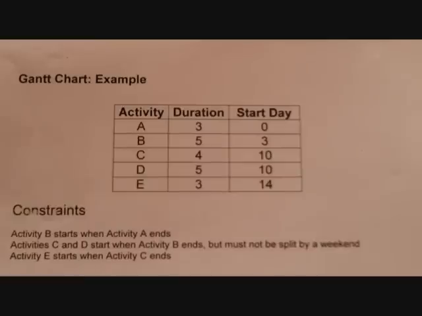For example, activity B starts when activity A ends, and activities C and D start when activity B ends, but they must not be split by a weekend. And finally, activity E starts when activity C ends. So using these constraints and the duration of each activity, we're now going to build a Gantt chart which will show us which activities are running on which day and how long the project consisting of these 5 activities will last overall.